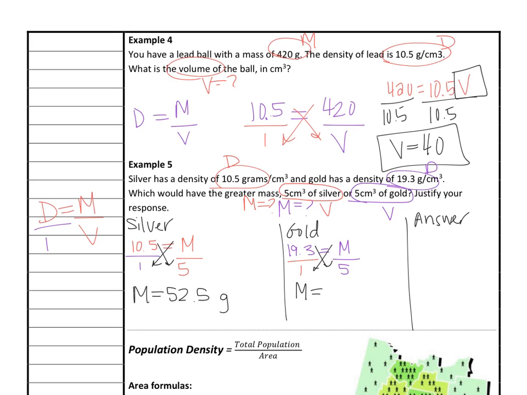Mass in this case is 19.3 times 5, so 96.5, and again it's grams. So now we have to decide which one weighs more, which has the greater mass. Well, clearly the gold is 96.5 grams, so the answer is gold. You could write "gold has the greater mass" if you want to, but it does not ask you to explain, so you're good to go.